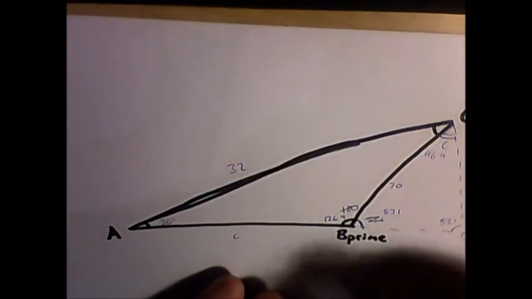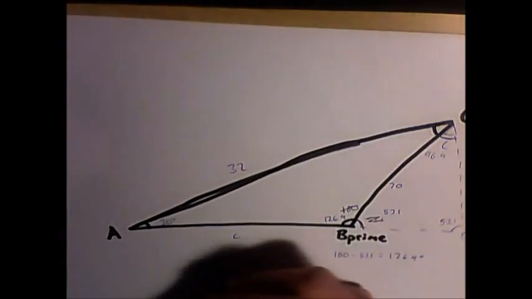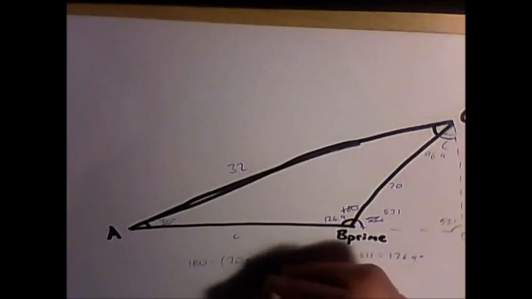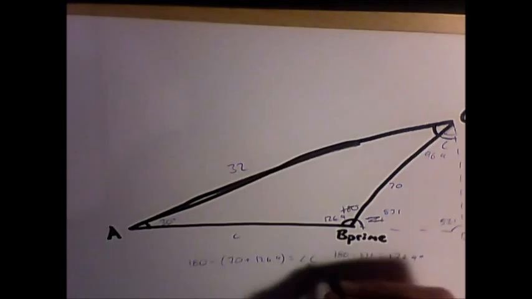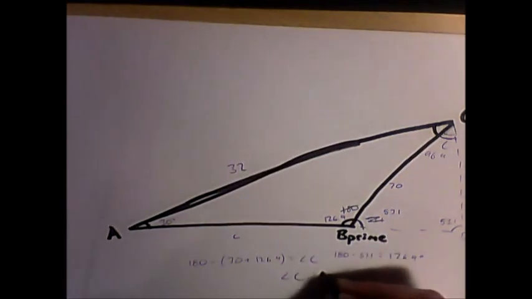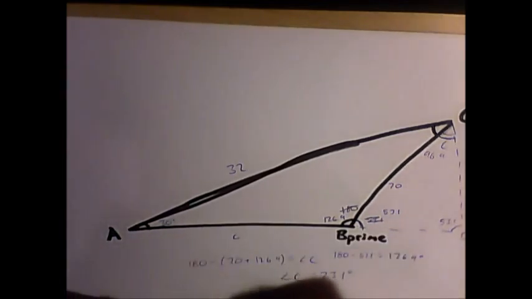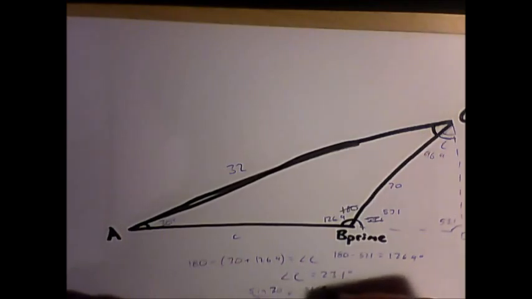So we now have our B prime, 126.9. Now we just need to calculate our C prime. We know that all the angles of a triangle add up to 180 degrees, so we go 180 minus (30 plus 126.9) equals angle C, and we find that angle C is equal to 23.1 degrees. Using this information, we can now calculate side C. So we have sine 30 over 20 is equal to sine 23.1 over C, and we find that our side C value is equal to 15.7.